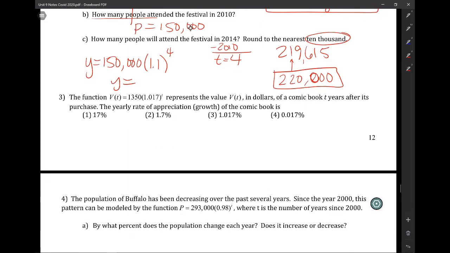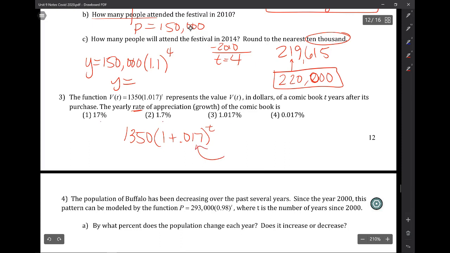Number 3, the function represents the value in dollars of a comic book. The yearly rate of appreciation, growth of the comic book. So if I take this equation and I split it, it wants to know the rate.